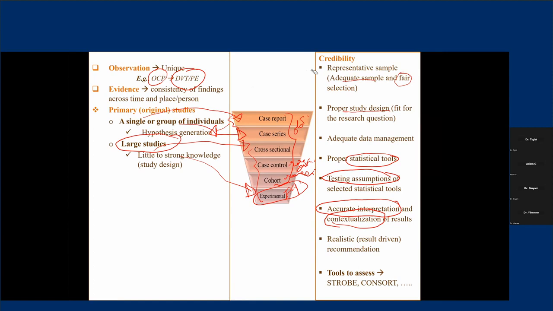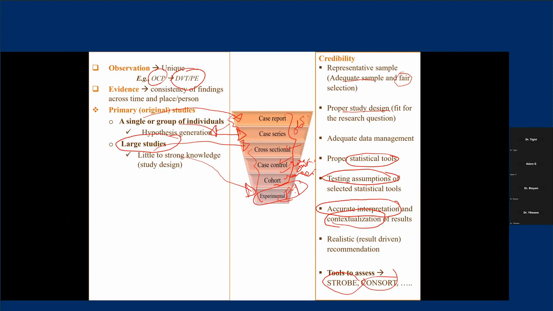So there are different tools, and among these, I don't know if you're familiar with it, what we call STROBE tools are available for cross-sectional, case control and cohort studies. CONSORT is a tool that's available to assess or to evaluate your experimental study. So what these tools do is they list the things that should be included in your study.